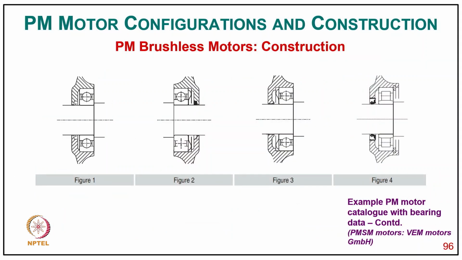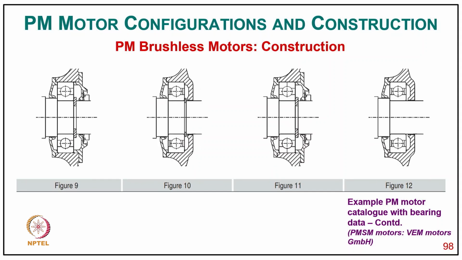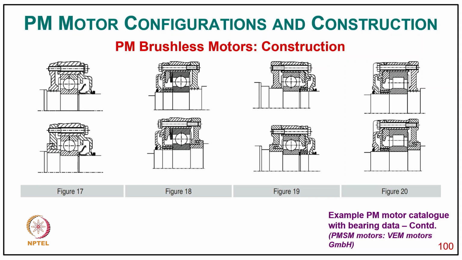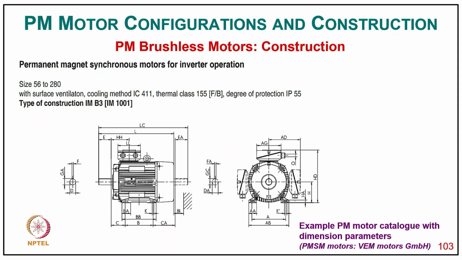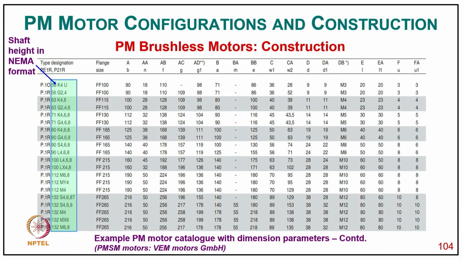And then a construction example with the bearing data, like so, these are the typical bearing data of these motors. Also, the permanent synchronous motor for inverter-fed construction with the outer dimensions for the standard BAM motors. And these are the dimensions by NEMA format for a standard permanent brushless motor.